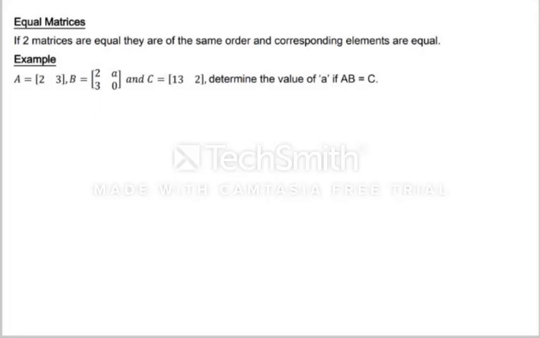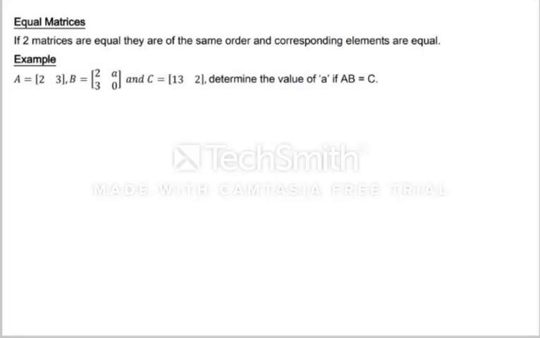Now, if two matrices are equal, they are of the same order and corresponding elements are equal. So if two matrices are equal, the two matrices must be of the same order. And if they're of the same order and they are equal, corresponding elements must be equal. So two matrices are equal if they're of the same order and corresponding elements are equal. All right.